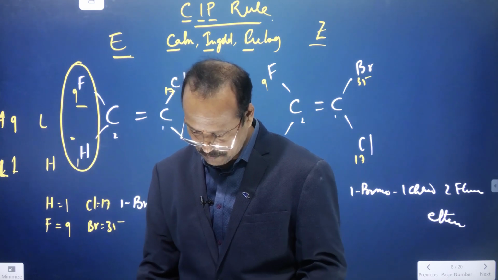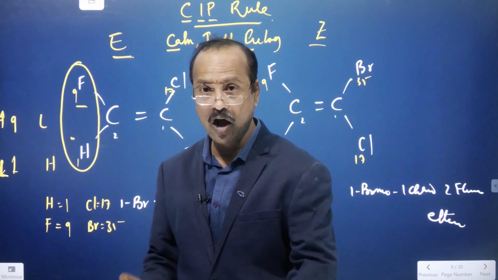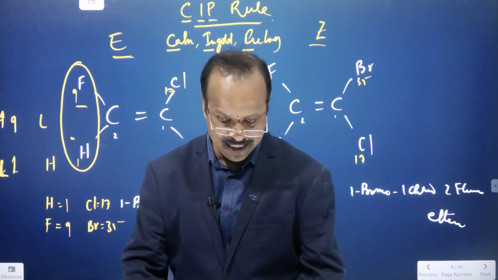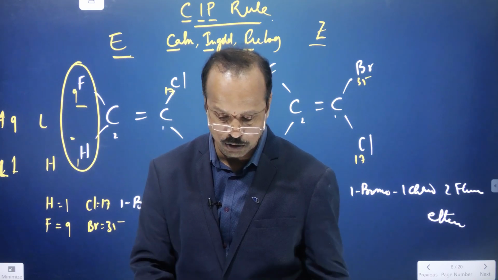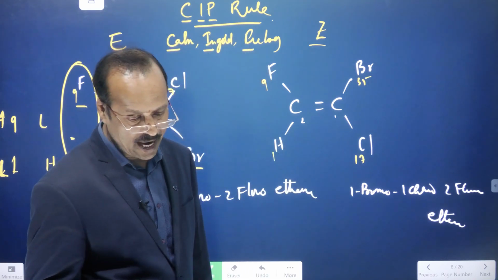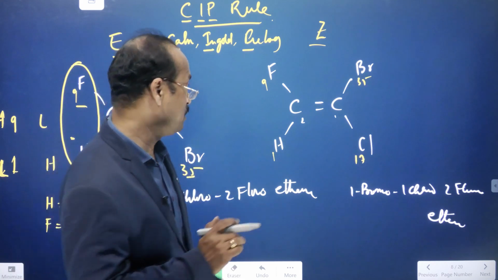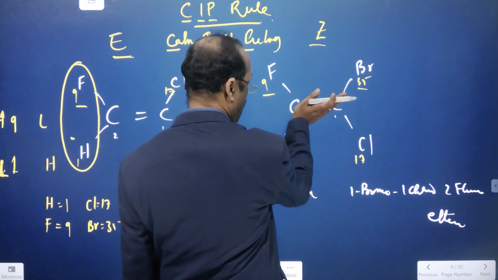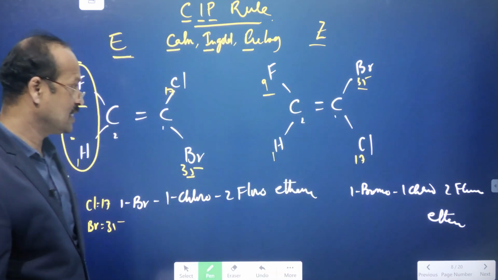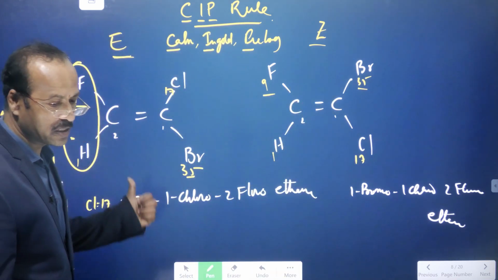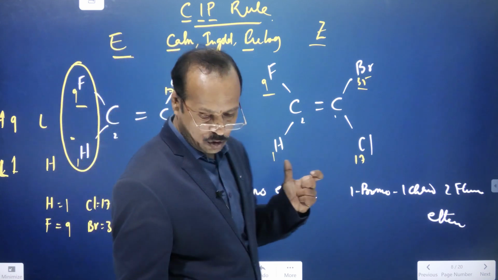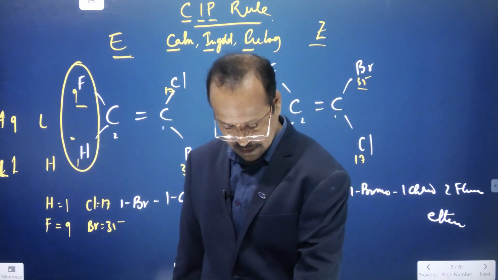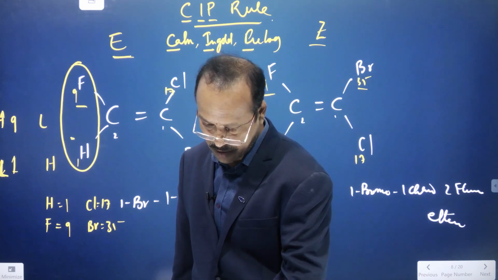E means entgegen, which means across in the German language. Now turn the page. The symbol Z is assigned to the isomer in which the atoms or groups of higher precedence are on the same side. So the higher is 9 in these two, and here 17 and 35 are on one side. So this is called Z notation. Clear to you? So this is EZ notation. This is an example. Here we can give one example.